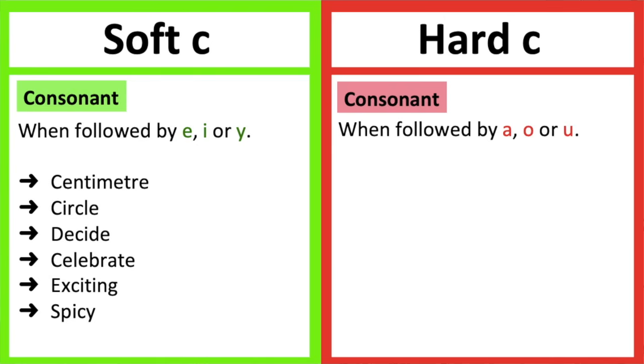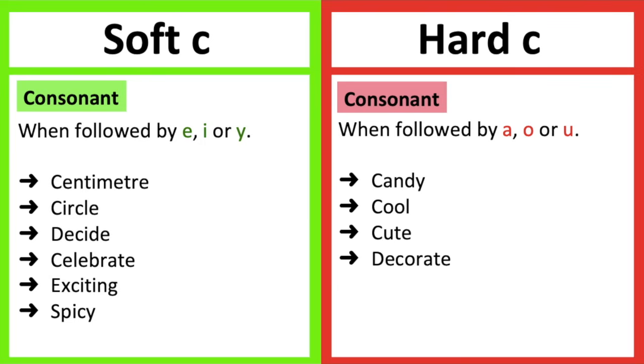The general rule for the hard C is that if the letter C is followed by letters A, O, or U, or any other letter excluding E, I, or Y, then it will make the K sound. Some examples are candy, cool, cute, decorate, telescope, decade.